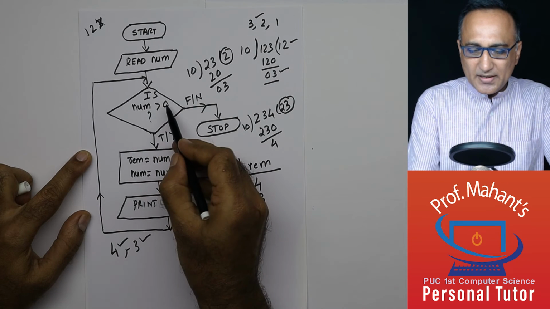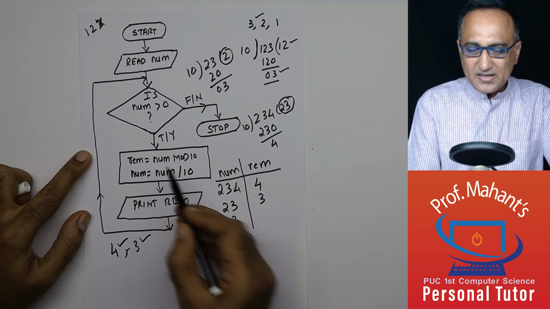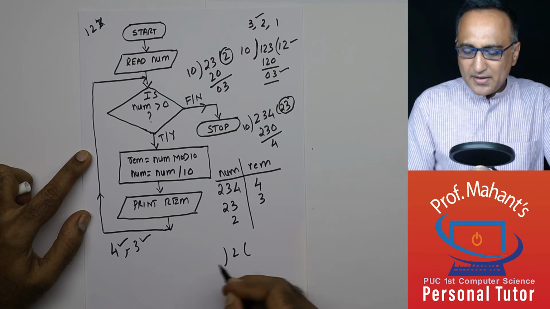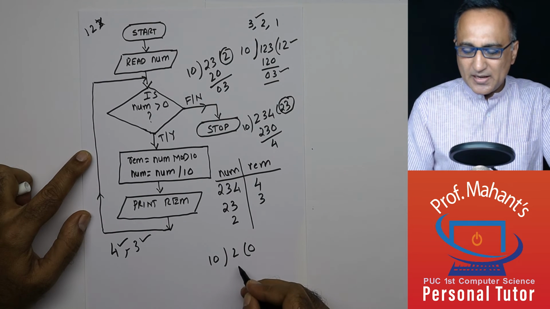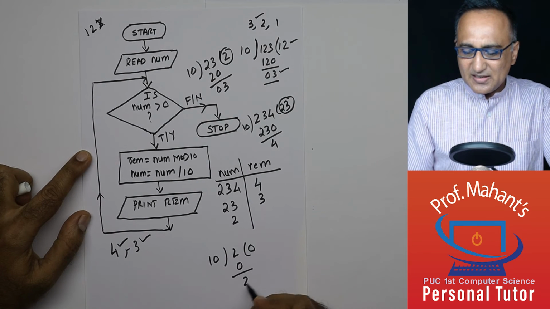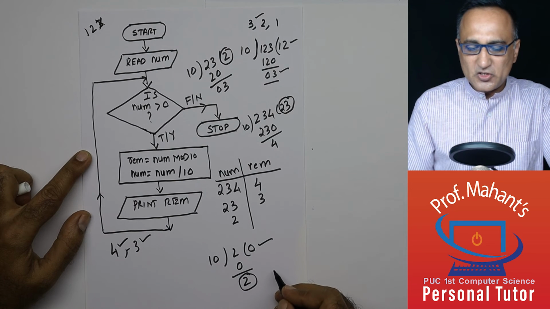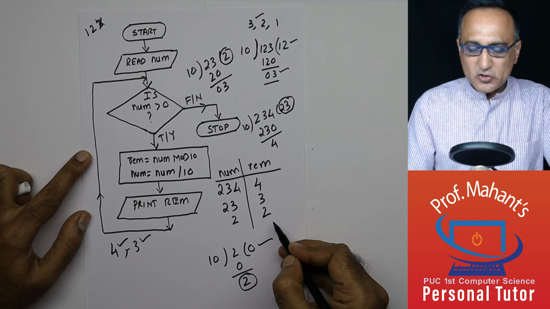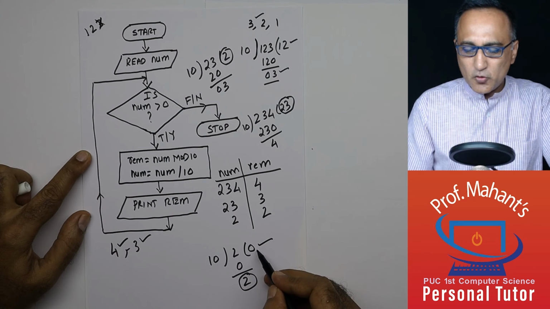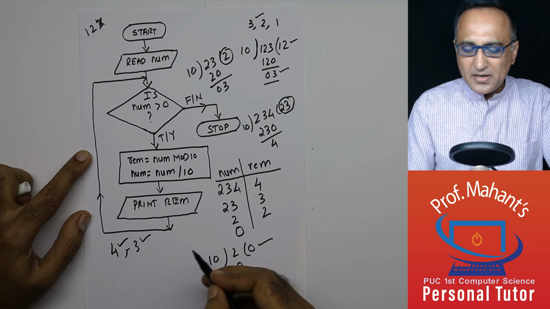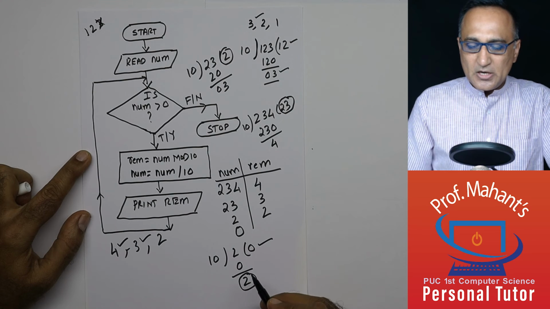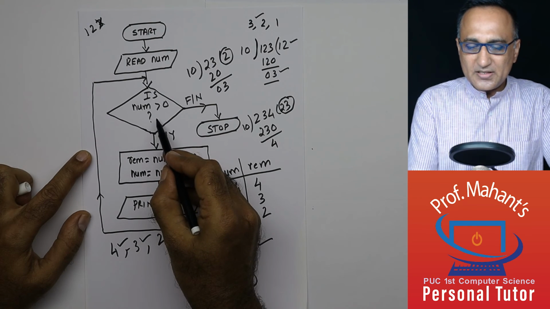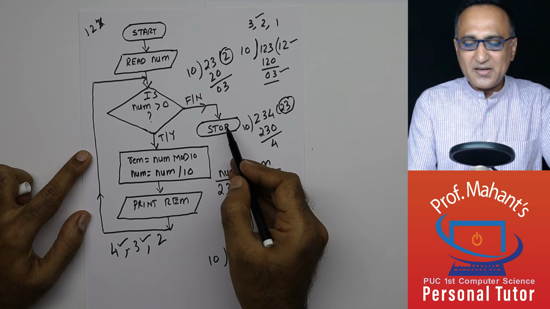Now 2 greater than 0 is true. For the remainder, I am trying to divide 2 by 10. It divides 0 times. So the remainder is 2 and the quotient is 0. So in this case, the remainder happens to be 2. The quotient is 0, so number now becomes 0. When I am printing the remainder, I am printing 4, 3 and 2. Now number has become 0. 0 greater than 0 is false, and I hereby command stop.